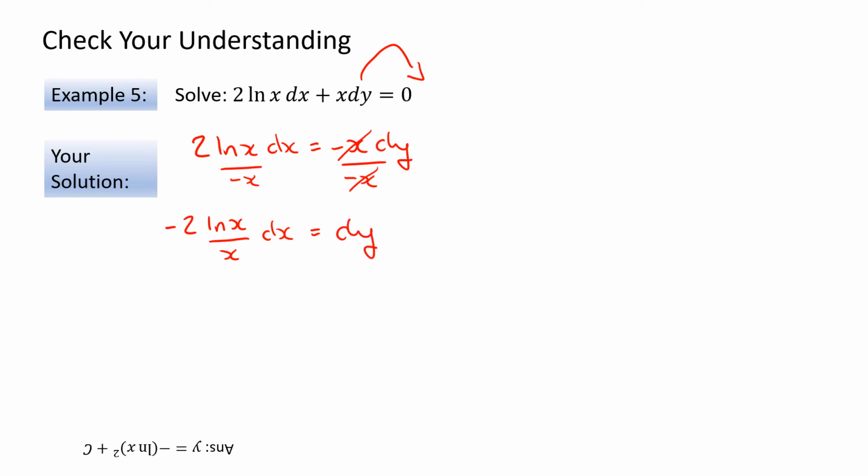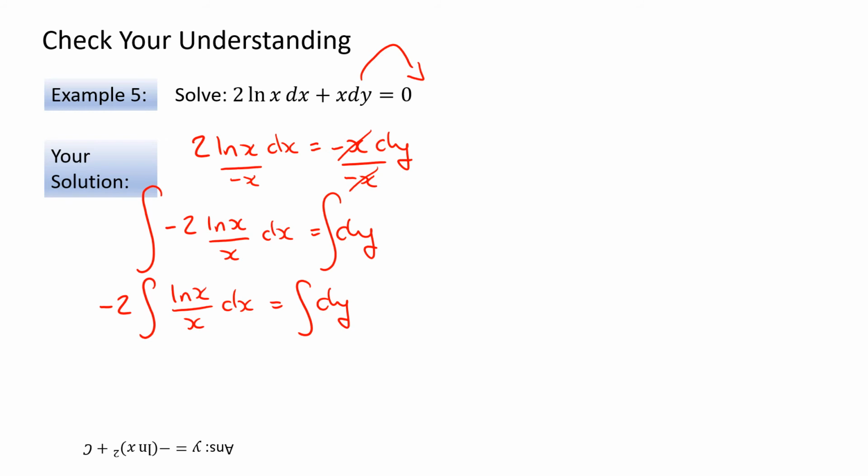Okay. Now to solve for this, we take the integral of both sides. Okay. So I always like to move the constants outside of the integral, meaning we get negative 2 times the integral of ln x over x is equal to the integral of dy. Now to solve for this, we have a ln x and a 1 over x term. So the first item I always like to try when we have two variables would be to try using substitution.